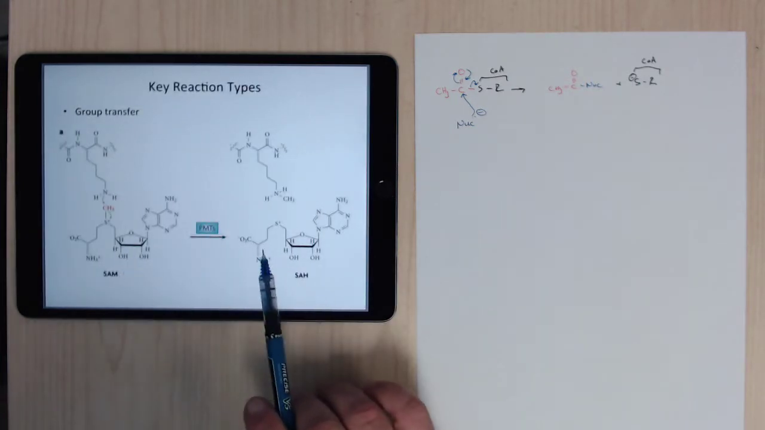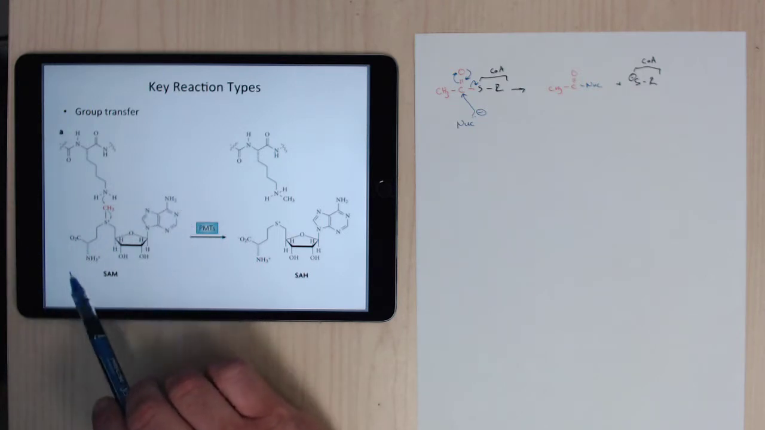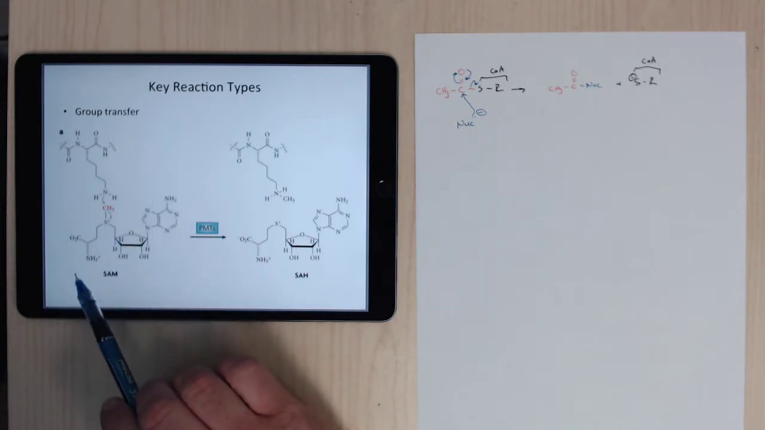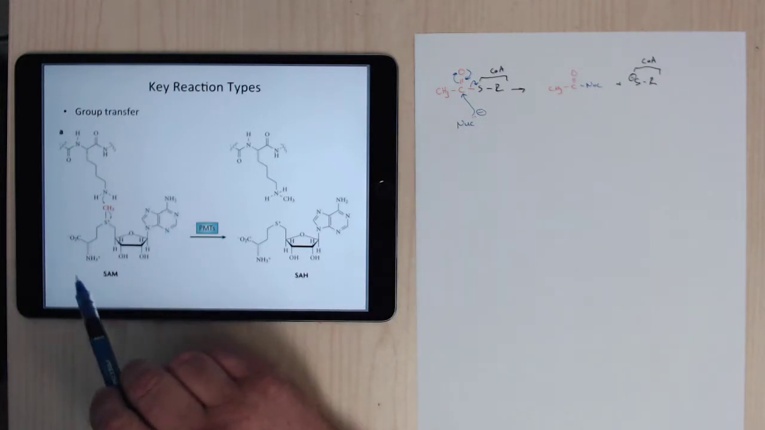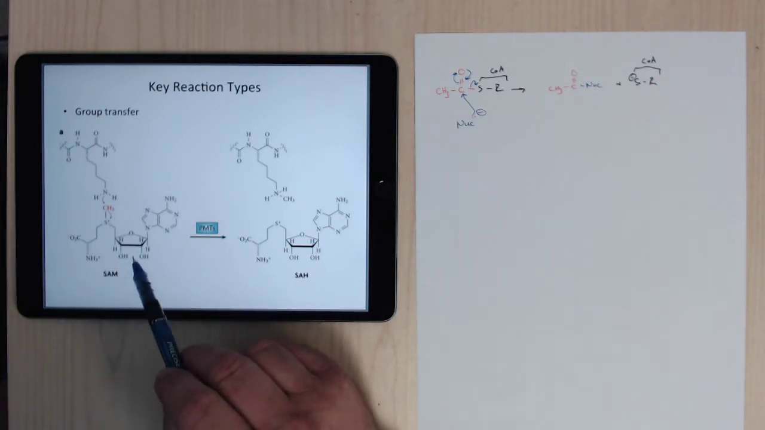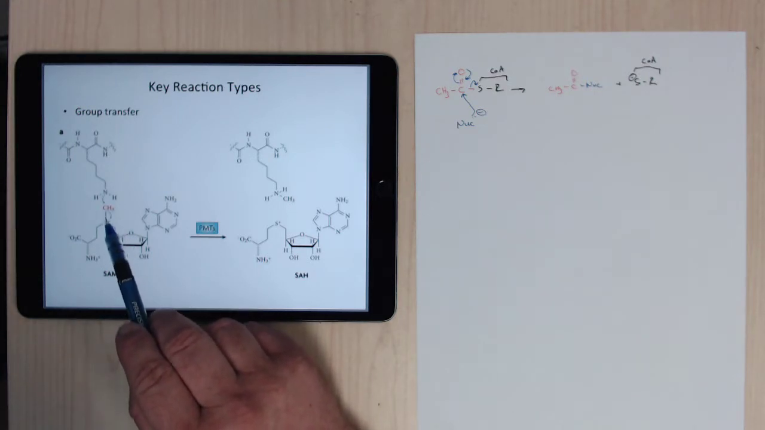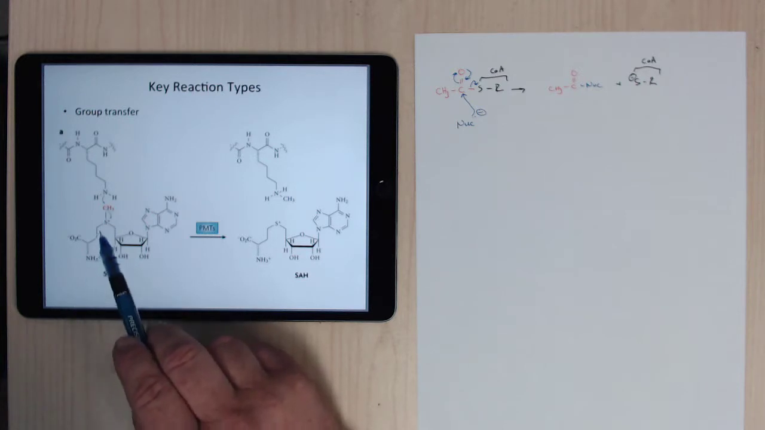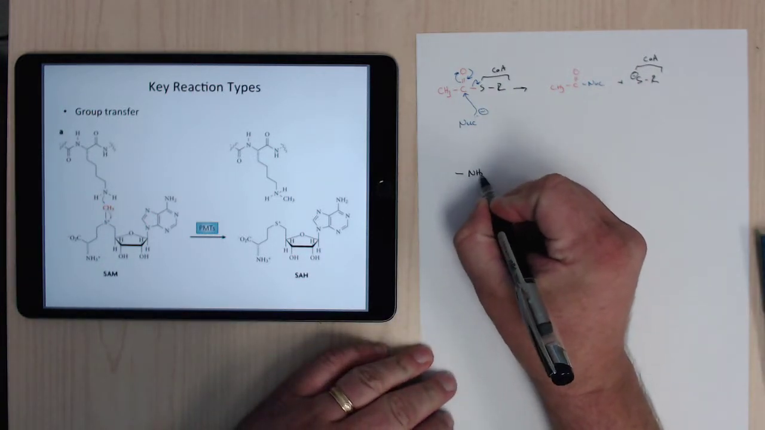We're going to have a lot of group transfers. And so this is S-adenosyl methionine. This is basically the equivalent of methyl. This is basically another good leaving group. It's the equivalent of a bromide. And so you've got nitrogen coming in here, doing an SN2 attack, popping this away. So it's no different than if we had NH2.